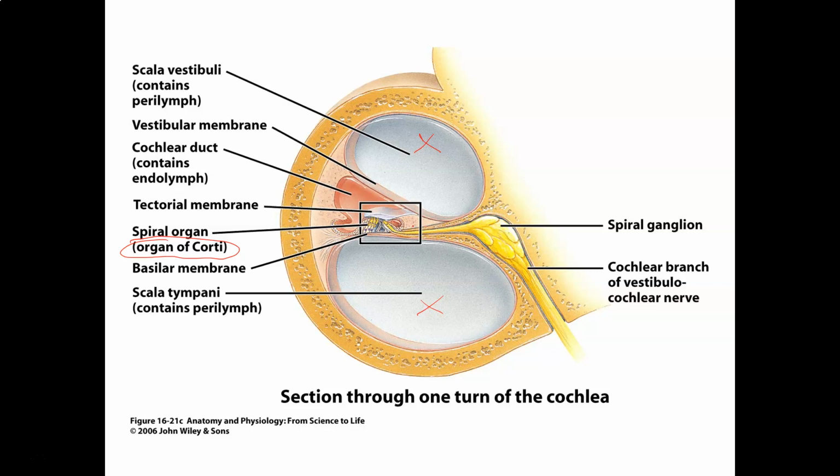So let's follow the path of the sound waves and how that eventually gets transduced into nerve impulses. In other words, how do we convert sound waves coming into our ear into nerve impulses that we can carry to our brain through the 8th cranial nerve, the vestibulocochlear nerve. Remember, that's cranial nerve number 8.